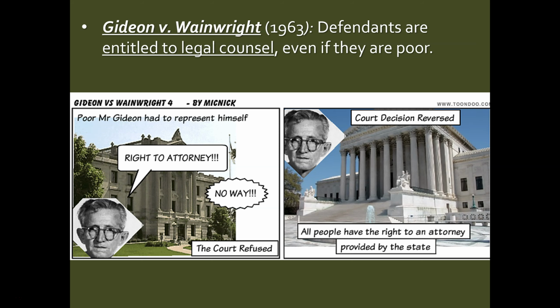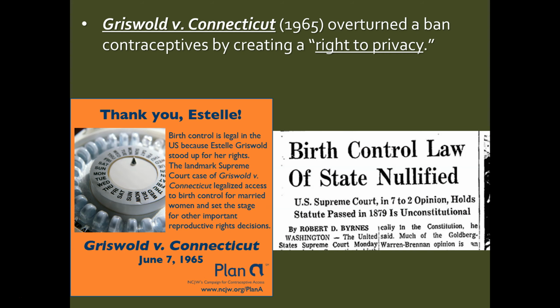Because let's be honest, if you're rich, you can hire really good lawyers. Maybe you have a better chance of getting acquitted than a poor person who has to represent themselves and they don't know the law, and therefore they're more likely to get convicted. So what this court case is about is trying to level the playing field, making sure all Americans, rich and poor, have some sort of legal representation if they are in court.